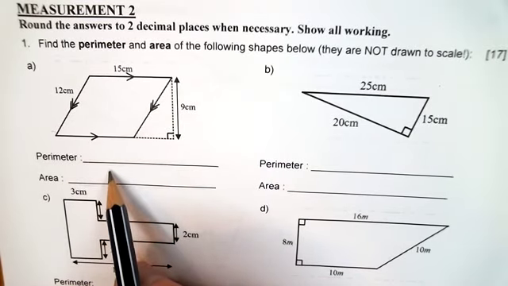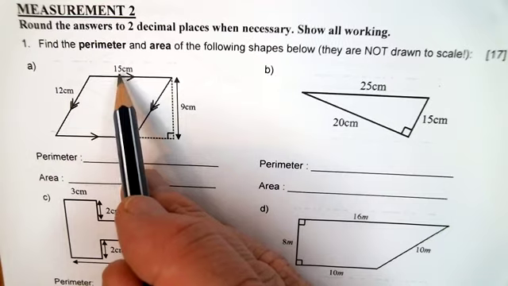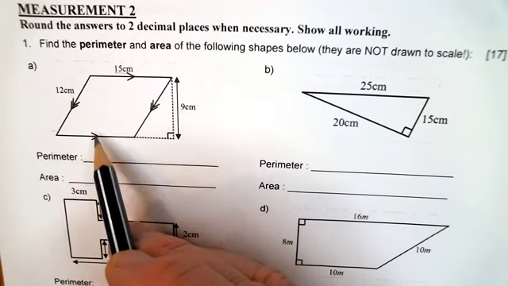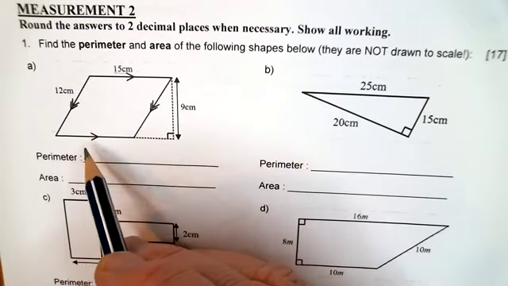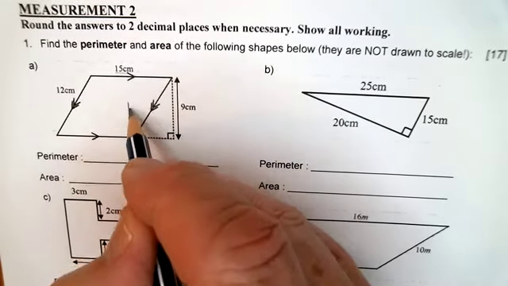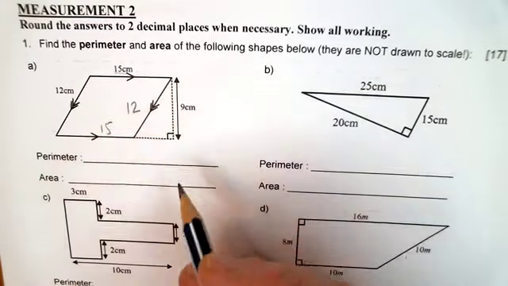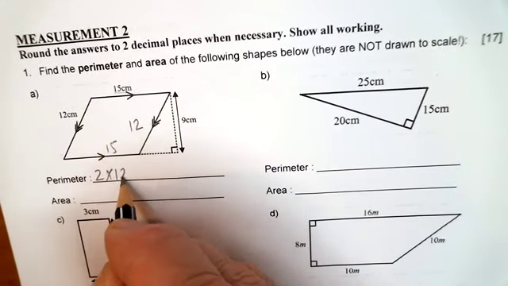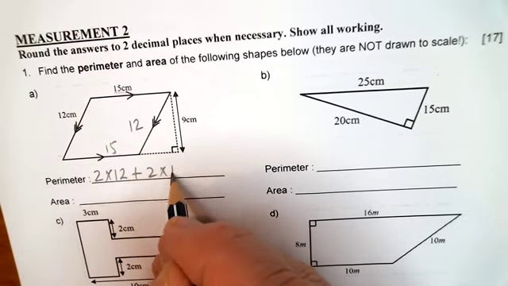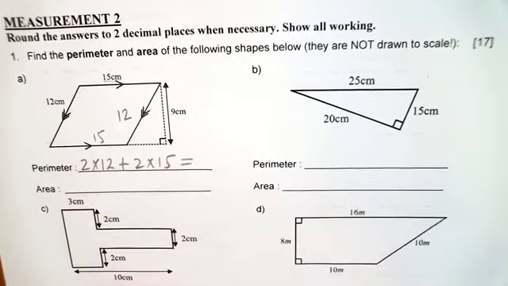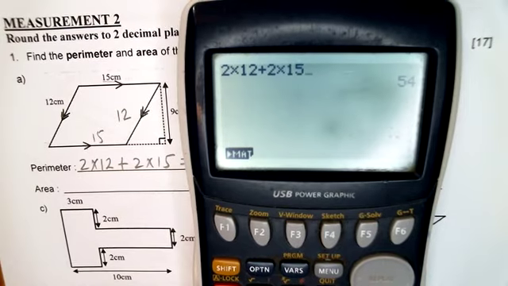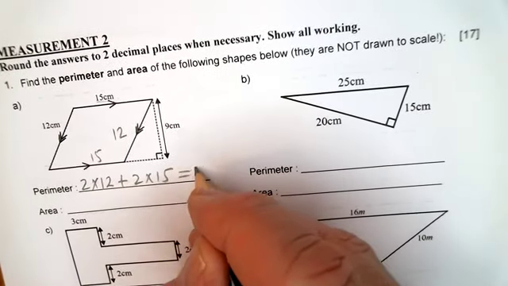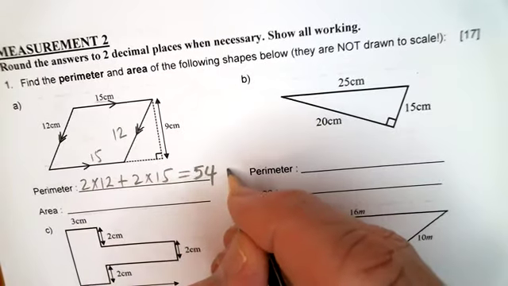The perimeter is going to be, we've got 15 here and a 15 here, because these are the same, and these sides are going to be 12 and 12. This one we don't need to worry about for the perimeter. So it's going to be 2 lots of 12 and 2 lots of 15. So what do we end up with? Let's have a look. 2 lots of 12 and 2 lots of 15, and we end up with 54. So it's 54, and it's going to be centimeters.